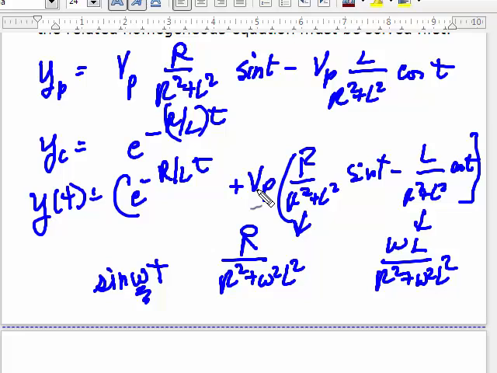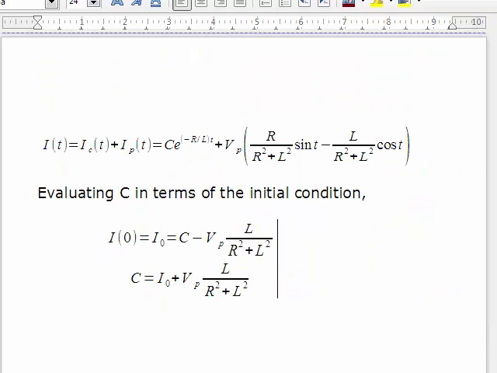Okay, I just wanted to point that out. So now I'm going to do something with this constant c. Here I've typed out the combination of the complementary solution multiplied by constant c and the particular solution. We found all this by the method of undetermined coefficients. But I want to point out now that we can evaluate c in terms of the initial condition.